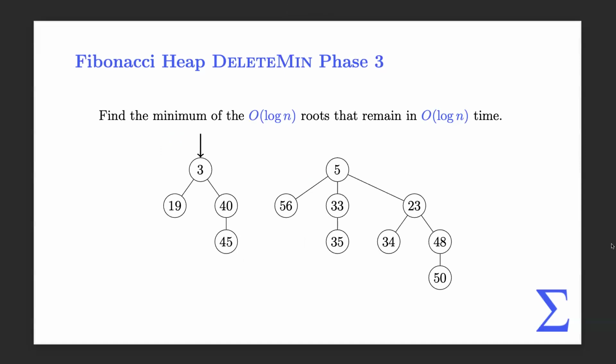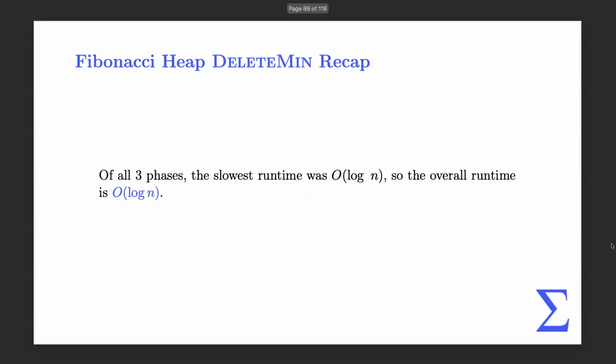Okay, so then the final phase is find the minimum of the log n roots that remain in log n time, which is just still log n. So the delete min full runtime is log n because each phase was at worst log n.